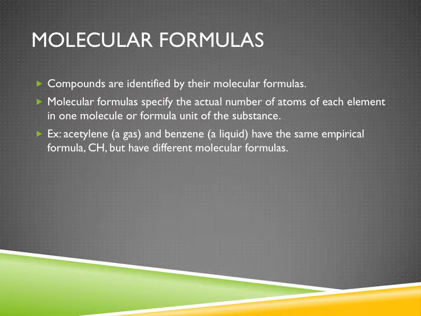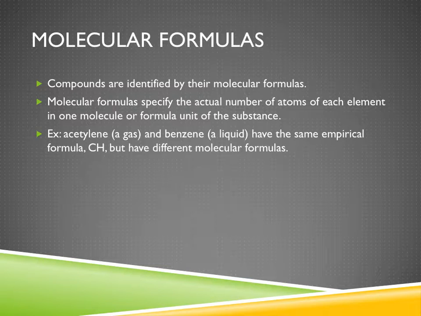So, there's this thing called a molecular formula. Compounds are actually identified by their molecular formulas, not their empirical formulas. Molecular formulas specify the actual number of atoms of each element in one molecule if it's a covalent compound, or a formula unit if it's ionic, of the substance.